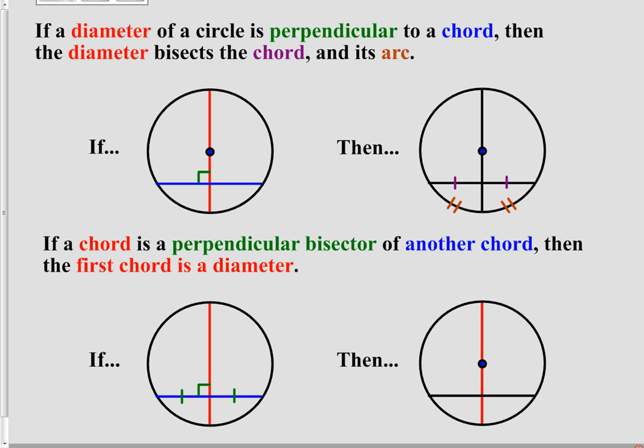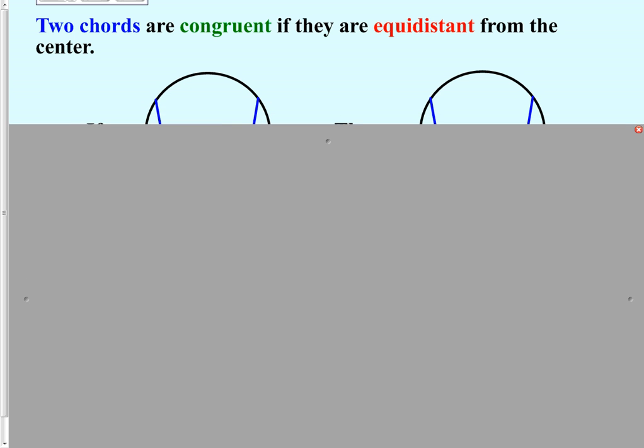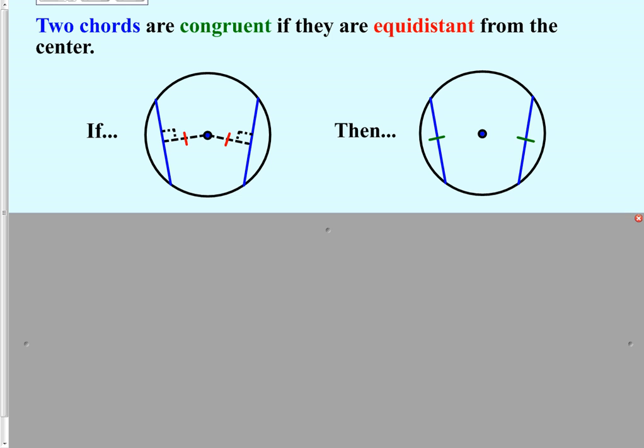There's one more rule that goes along with how chords and arcs behave inside of the circles. So let's take a look at it. The rule says two chords will be congruent if they are equidistant from the center. This one's not exactly common sense until you really get to thinking about it.